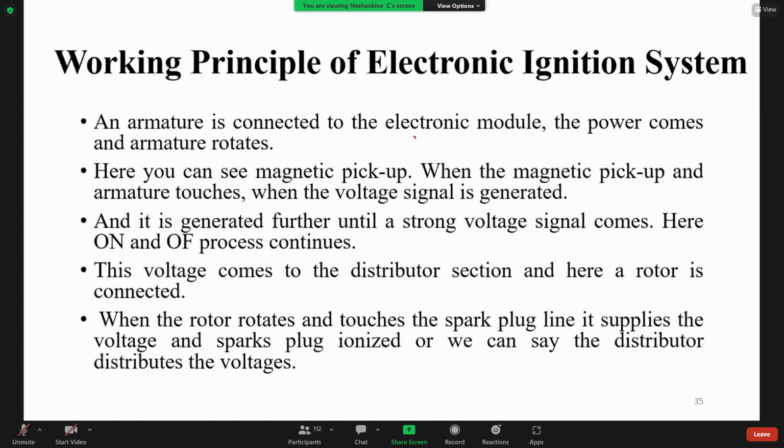Have you all written these two slides? Working principle of electronic ignition system. Shall I change? Students, please respond. Yes, ma'am.